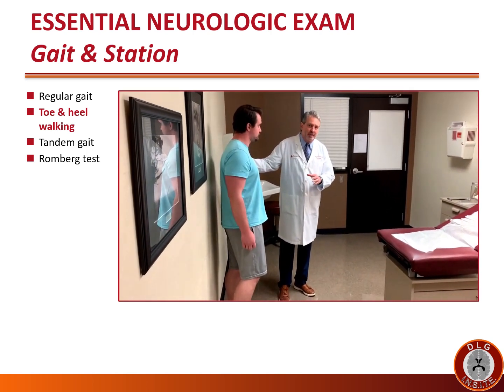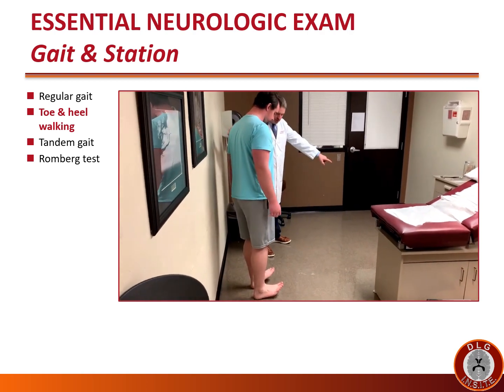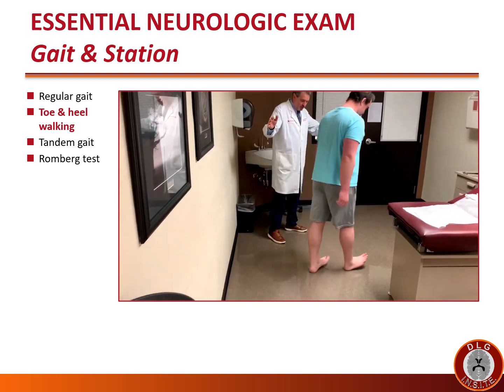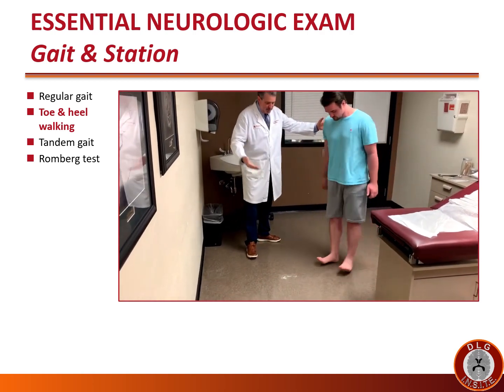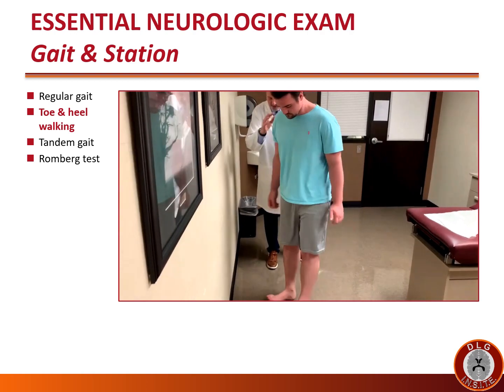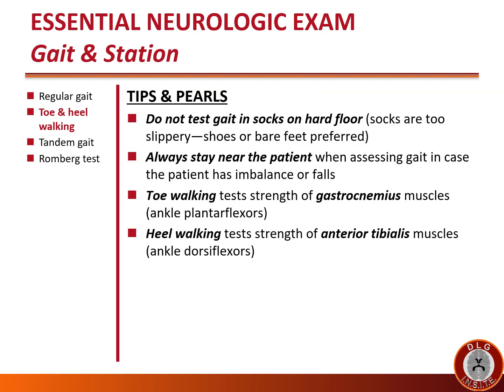Now let's do heel walking, now testing anterior tibialis. Sir, get up on your heels and walk across the room there. Good, turn around and walk on your heels. And you see the toes are elevated, the ball of the foot is elevated. It's normal, equal, and symmetric. Normal toe and heel walking.